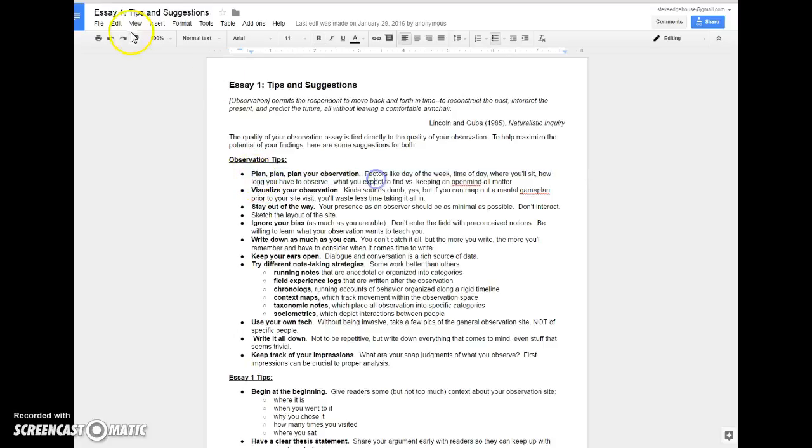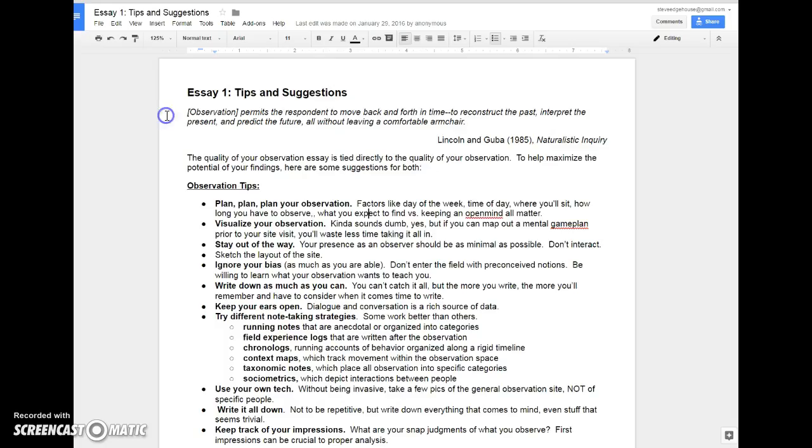Plan your observation. Really, really good advice, I think. It's not really coming from me. This is Lincoln and Guba, their book, Naturalistic Inquiry. I'm in my office, looking at it right now. It's never very far from me. It's kind of the Bible, so to speak, of primary research, or at least of conducting sociological observations.